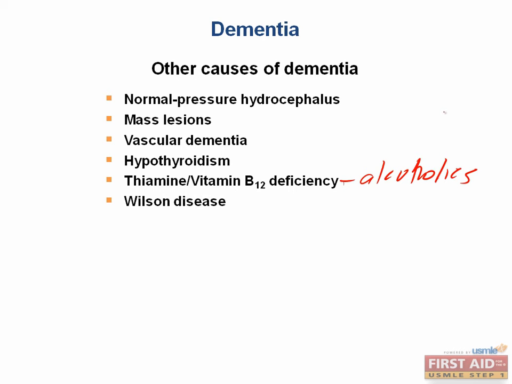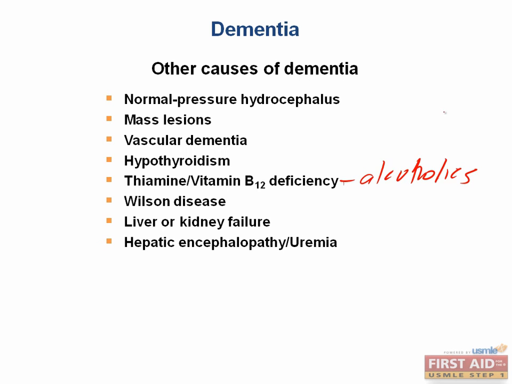Some other causes of dementia are Wilson disease, liver or kidney failure. You can see encephalopathy or uremia. And lastly, neurosyphilis. Now, in evaluating a patient with dementia, you should always check lab tests to rule out these treatable causes. For example, you might want to send a TSH if you are concerned about hypothyroidism. Maybe you want to send B12 or thiamine levels if you're concerned about that.